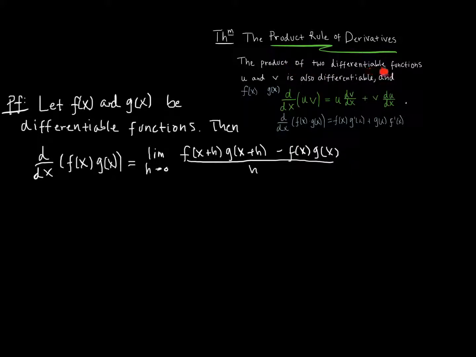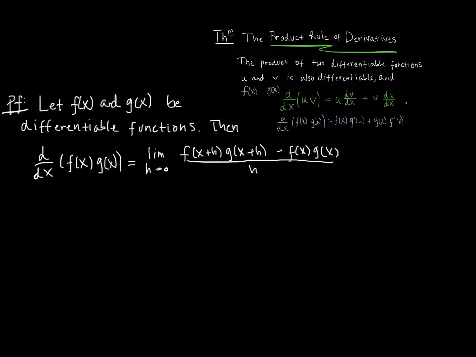So the product of two differentiable functions, u and v, is also differentiable. I've just called them f of x and g of x here instead of u of x and v of x. So let f of x and g of x be differentiable functions, which means I could take the derivative of them if I needed to. And then by definition, the derivative of f of x times g of x will be the limit, as h approaches 0, of my function evaluated at x plus h. And so my function is f of x times g of x. So it'll be f of x plus h times g of x plus h minus f of x times g of x, or my function, divided by h.